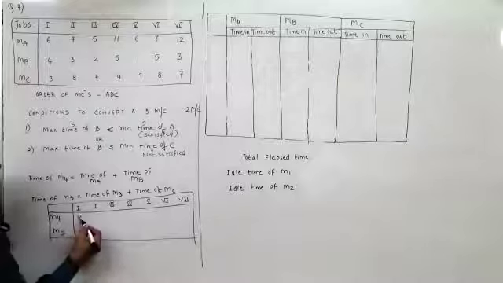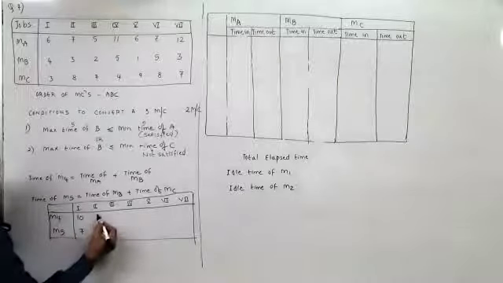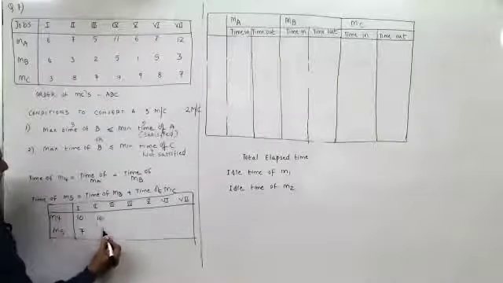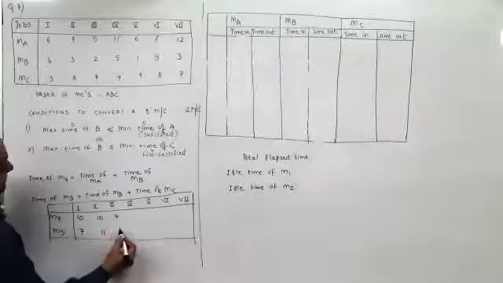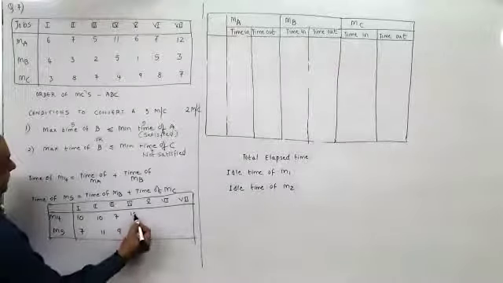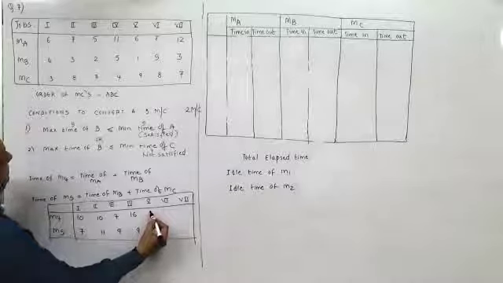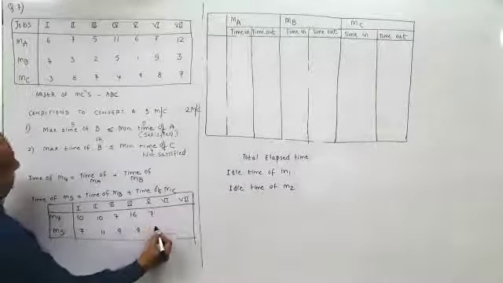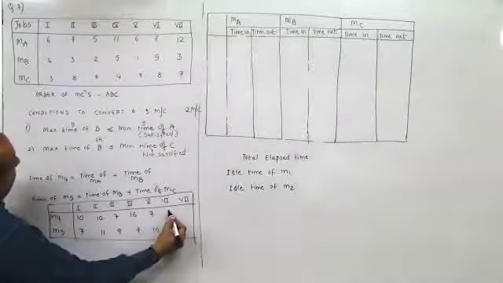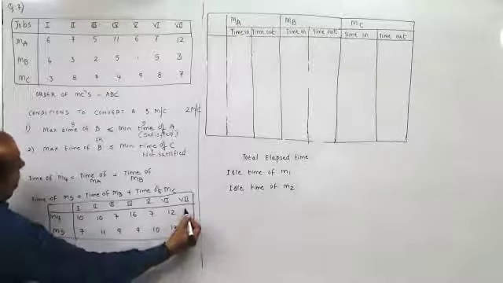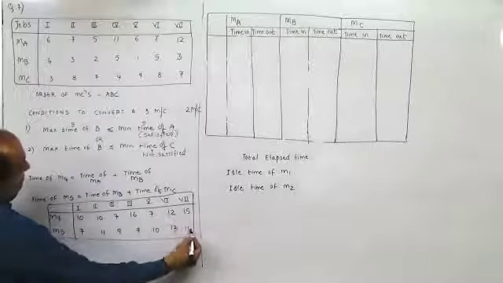M4 is 6 plus 4, this is 4 plus 3, this is 7 plus 3, this is 8 plus 3, this is 7, this is 9, this is 16, this is 9, this is 6 plus 1, 7, 9 plus 1, 10, 7 plus 5, 12, 8 plus 5, 13, 12 plus 3, 15, this is 10.